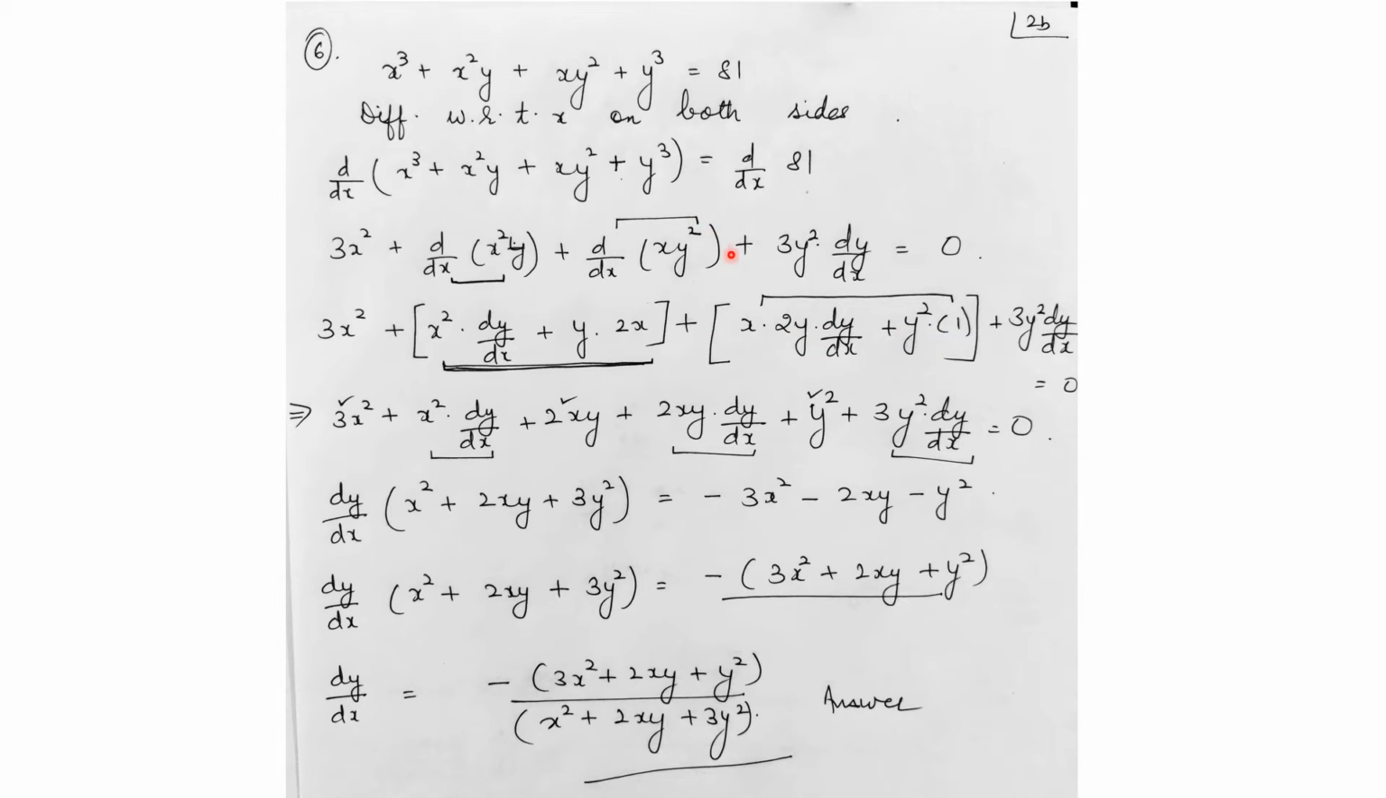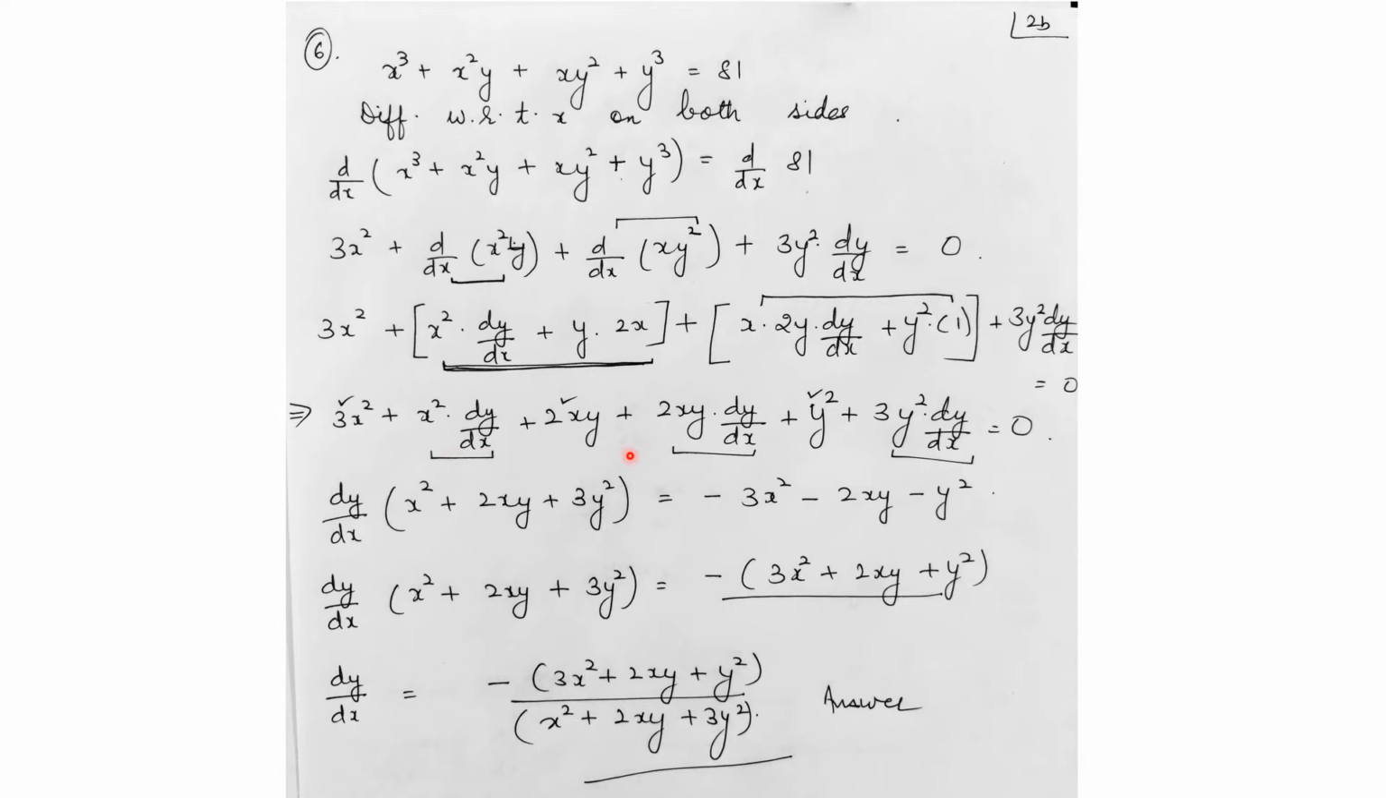Okay. Now next we come plus 3y square dy by dx. This is coming as it is, in this side is equal to 0. Now what we do is, please open this bracket and also open this bracket. Let's see what we get. 3x square plus x square dy by dx plus this y into 2x will come 2xy. Again x into 2y into dy by dx will get 2xy into dy by dx plus this y square into 1 you will get y square plus 3y square dy by dx, it will come as it is, equal to 0.